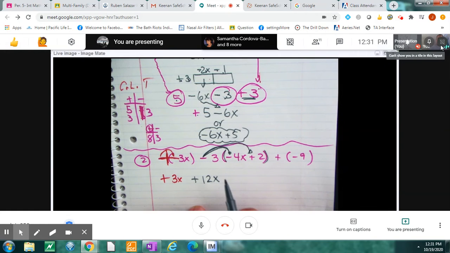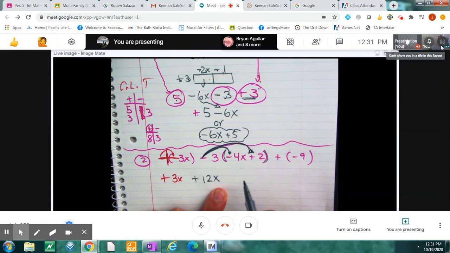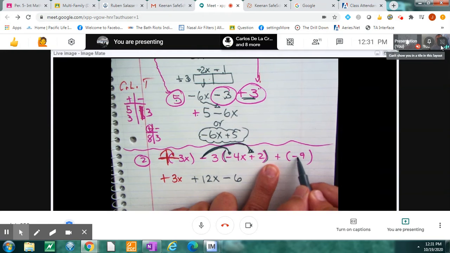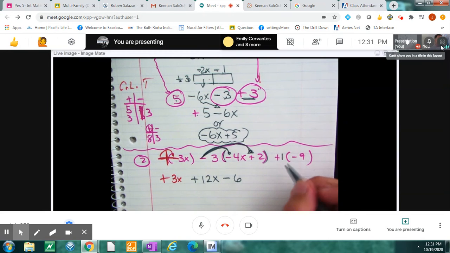And then the next one is, how about Andrew? Andrew, what would I get if I distribute the negative 3 times the positive 2? Negative 6. And then what happens with the plus negative 9? We just drop it down, right? But Mr. Y, well, look, if I put a 1 here, remember I told you put a 1, plus times negative is negative, and 1 times 9 is 9. See? We're just dropping it down.